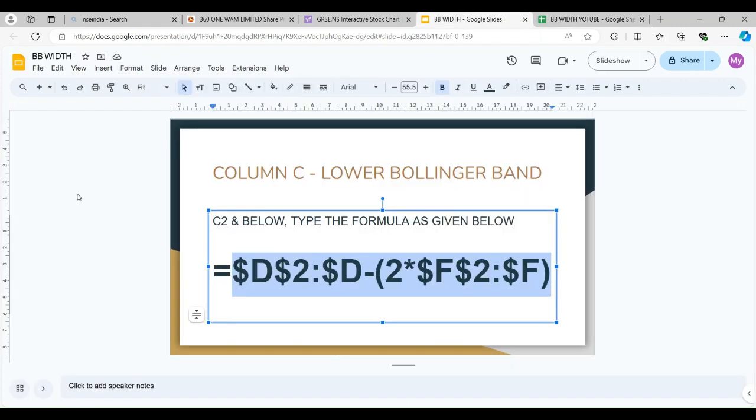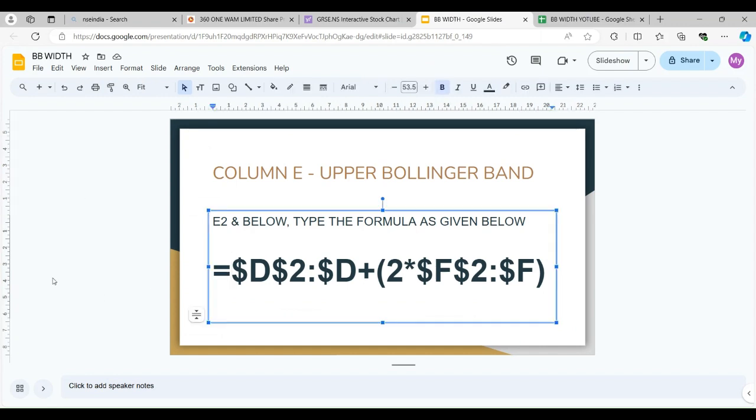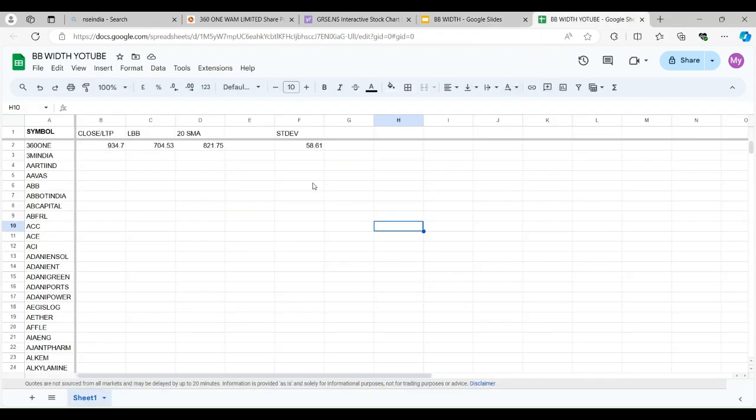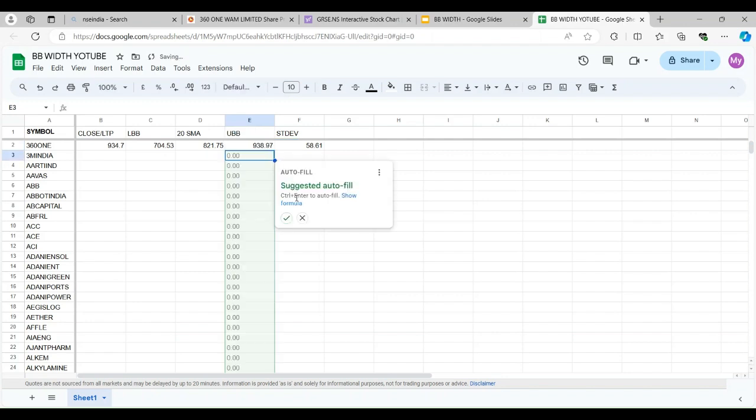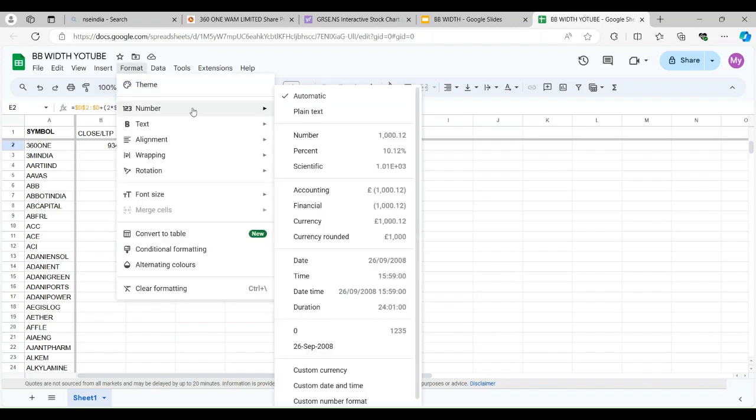Okay, now upper Bollinger Band. Again, small formula, take a screenshot. Upper band. If the formula is big, I will give a link in the description. But whenever the formulas are small, I suggest take screenshots and work at home.